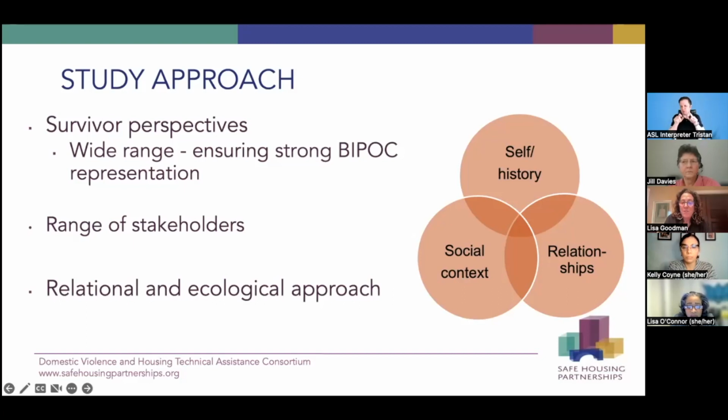We also formed this advisory group, as I mentioned earlier, and sought their input periodically, especially in the interpretation of our findings stage. And then finally, we took a relational and ecological approach, seeking to understand in depth not just what participants did, but why and what influenced them. And we're particularly interested in their perceptions of themselves, their relationships, and their social contexts.